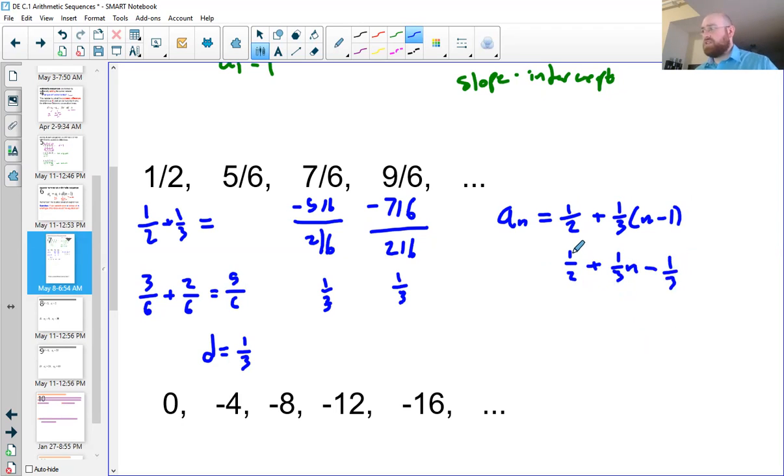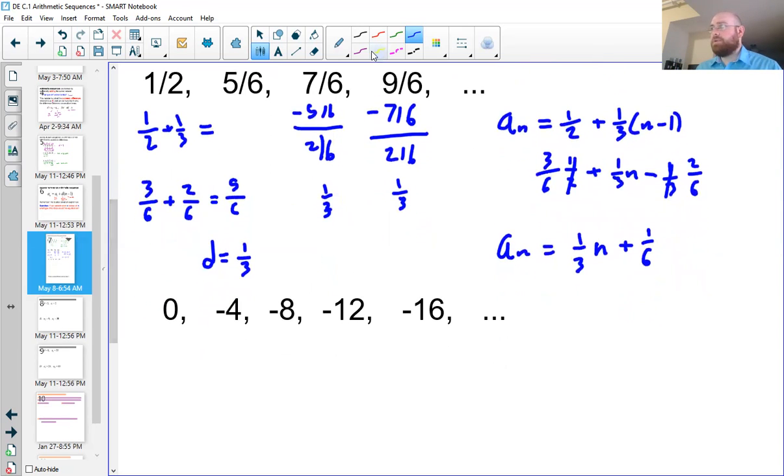I need to rewrite these as a common denominator. So we'll have 3 over 6 and 2 over 6 like we did over here on the left. And so an fully simplified is going to be 1/3 n plus 1/6. And so this would be our explicit rule written in slope-intercept form.